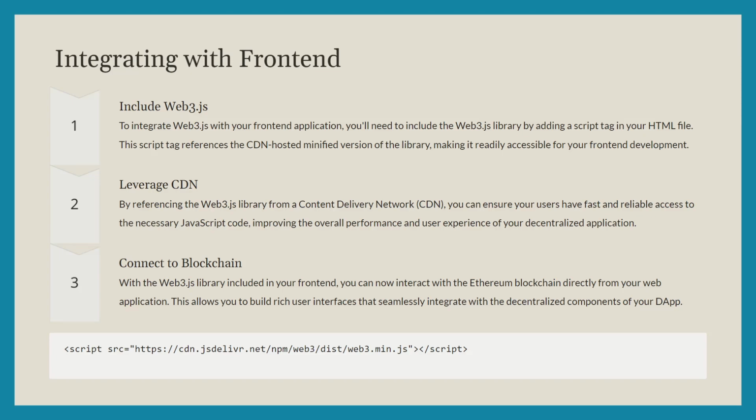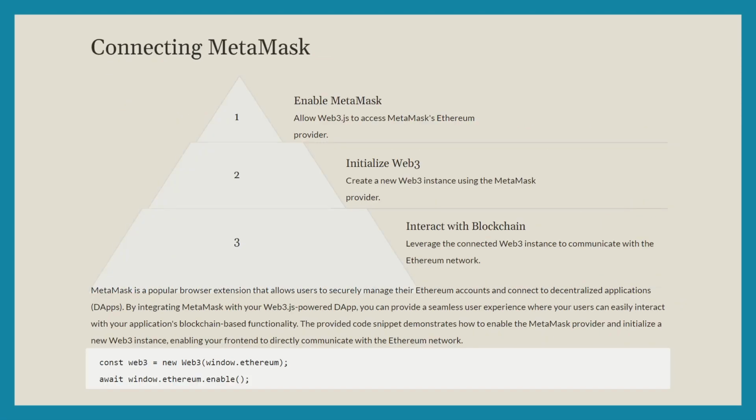So the code here is <script src="https://cdn.jsdelivr.net/npm/web3@latest/dist/web3.min.js"></script>, right? In this case, this is the URL to the web3.js library hosted on the jsDelivr CDN. When a user loads your web page, the browser fetches this library from the nearest jsDelivr server, ensuring fast and reliable delivery. Okay, so next is connecting with MetaMask.